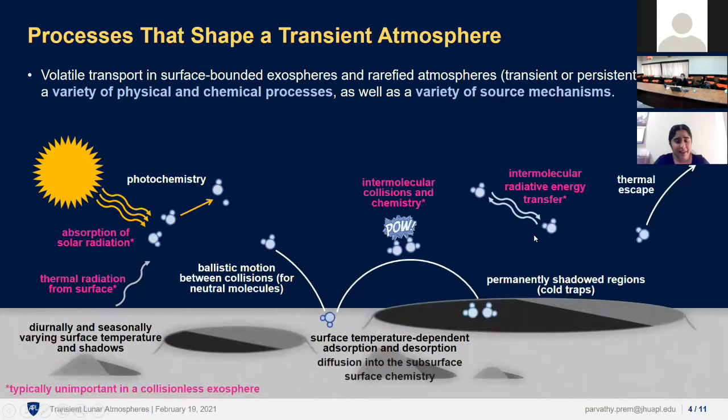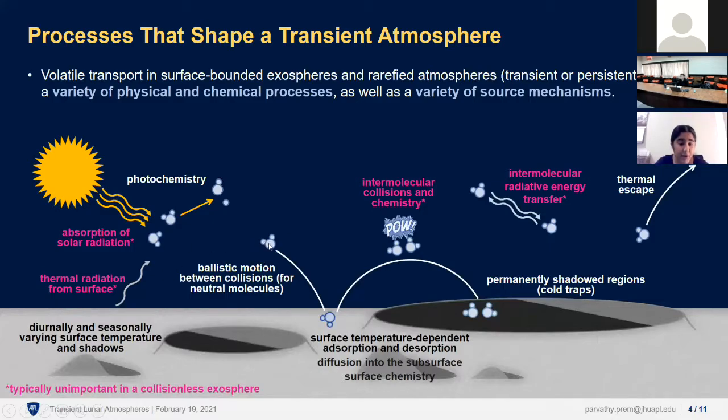So there are a whole range of physical and chemical processes that shape these rarefied atmospheres and surface-bounded exospheres across the solar system. There are also a variety of source mechanisms, but this slide here really focuses on the processes. So whether you have a temporary atmosphere or an exosphere, it's ultimately this combination of physics and chemistry that makes them so scientifically rich and fascinating to study. There's a lot going on in this slide, but let's start here.